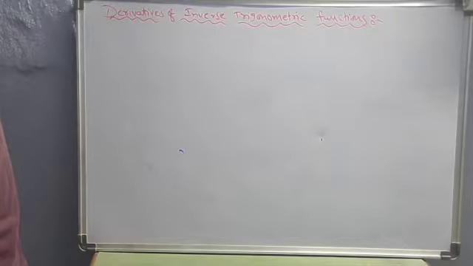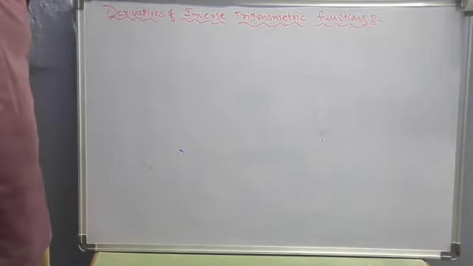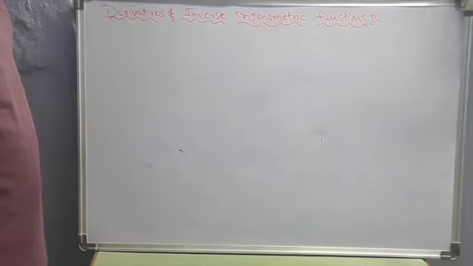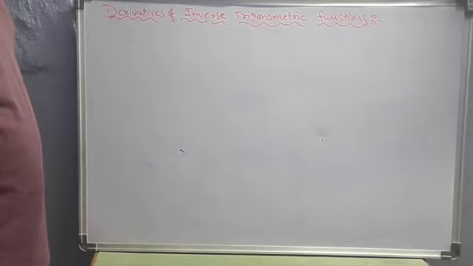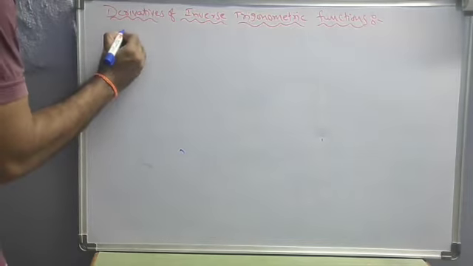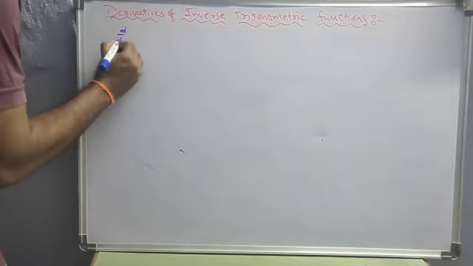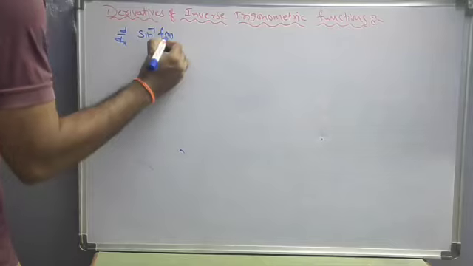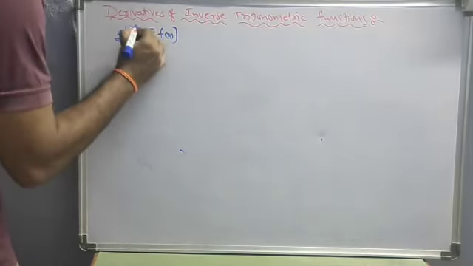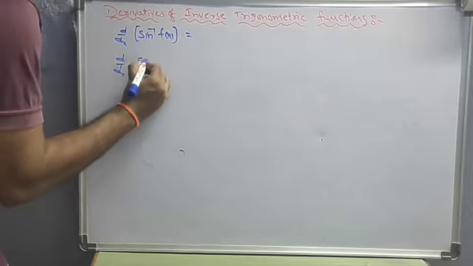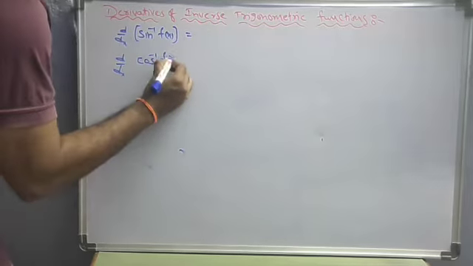Okay, so derivatives of inverse trigonometric functions. What are the inverse trigonometric functions? Sine inverse, cos inverse, tan inverse, like that. So now we have to take the standard formulas. d by dx of sine inverse of, I'm not taking the x, I'm taking the f of x. Like that, first I am writing cos inverse f of x.